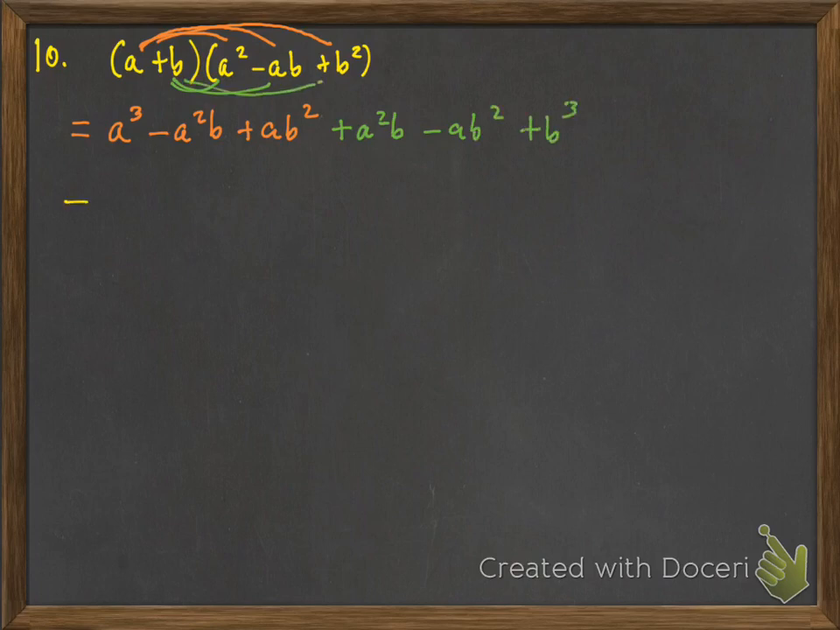So after we've done all that multiplication, negative a squared b cancels out a squared b. Positive ab squared will cancel negative ab squared, so those are all gone. So what we're left with is a cubed plus b cubed, and so we call this one a sum of cubes.